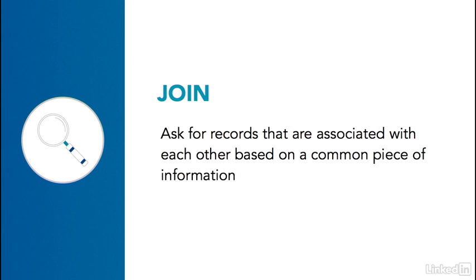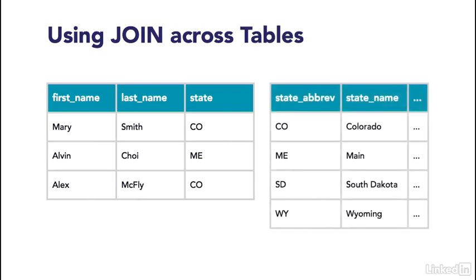The idea behind a join is that we're asking for pieces of data, or records, that somehow associate with each other, that connect in some way, with some common piece of information that we tell the database to match up from one table to the next. In our sample database here, the common element is the abbreviation for the state name.